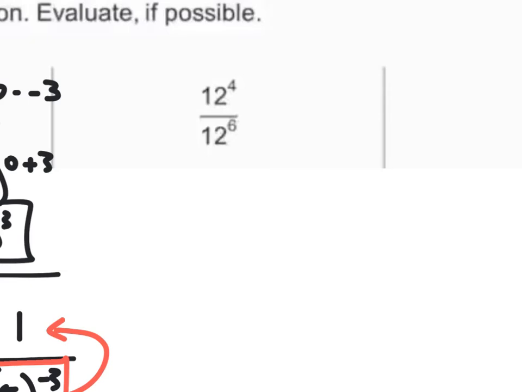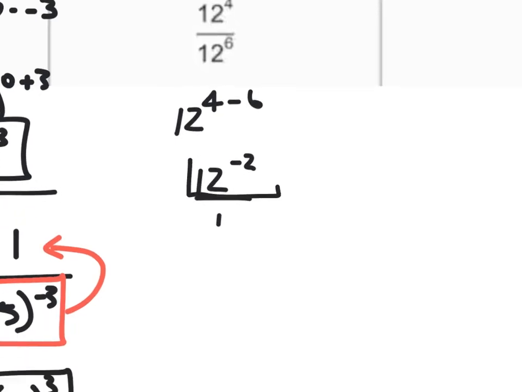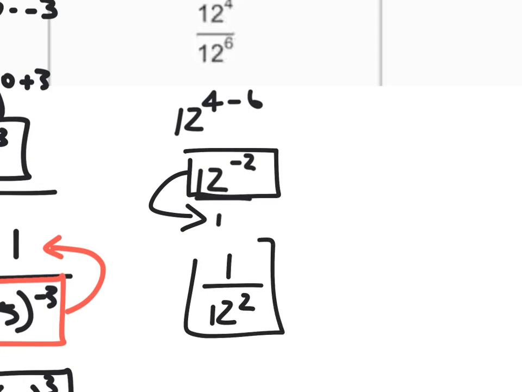So if I do 12 to the 4th over 12 to the 6th, I'm going to write that as 12 to the 4 minus 6 power, which is going to give me 12 to the negative 2 power. I'm going to put that over 1. Remember, our negative exponent means that we need to bring it down into our denominator, and we're going to get 1 over 12 squared, okay? And that would be our answer, okay?